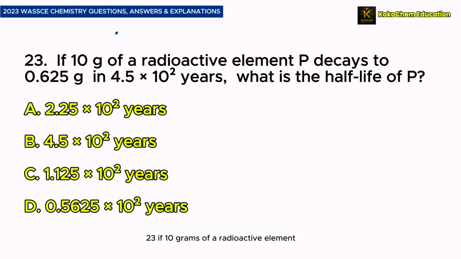23. If 10 grams of a radioactive element P decays to 0.625 grams in 4.5 × 10² years, what is the half-life of P? A. 2.25 × 10² years. B. 4.5 × 10² years.